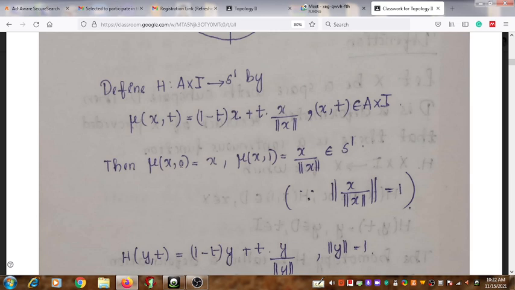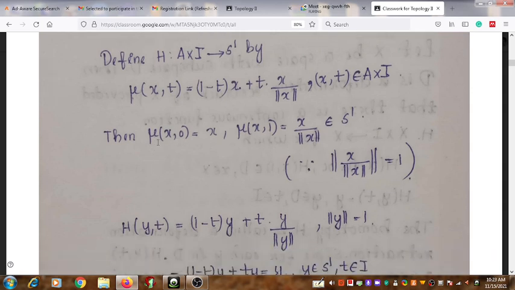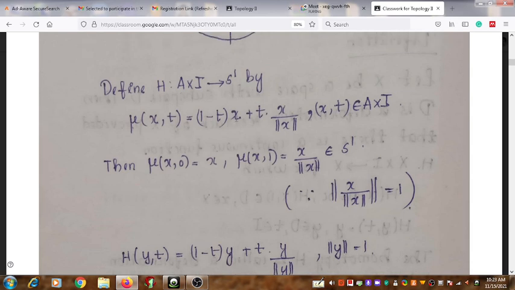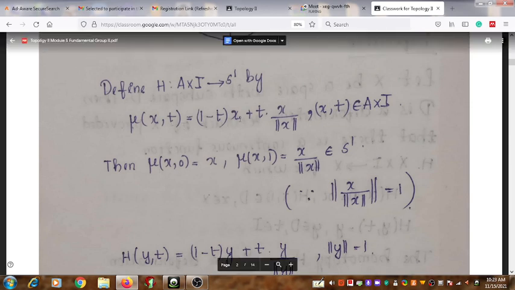Then we have to make some verifications. We want to verify the requirements for that homotopy, or the conditions of the definition. So first one, mu of (x, 0). Let's think about mu of (x, 0). That means at the second position we are fixing 0, putting t equal to 0. We get mu of (x, 0) equal to x, just by substituting t equal to 0 in this expression.